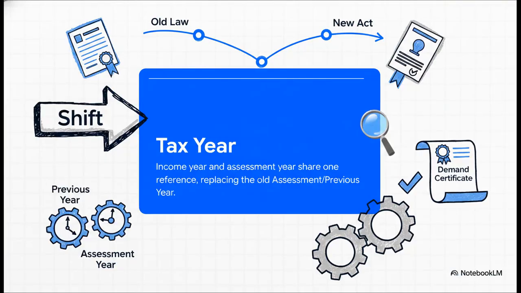Okay, first things first, there is a massive paradigm shift happening here, and it's all about the concept of the tax year. For over 60 years under the 1961 Act, we've all been juggling the previous year, the year the income is actually earned, and the assessment year, the year it's taxed. Let's be honest, it caused endless confusion. But under the new Income Tax Act 2025, the year of income and the year of assessment finally share a single, unified reference. So the income you earn in financial year 2026-27 is quite simply assessed for tax year 2026-27. Grasping this right now is absolutely crucial, because every single recovery notice and demand certificate moving forward is going to rely entirely on this new terminology.